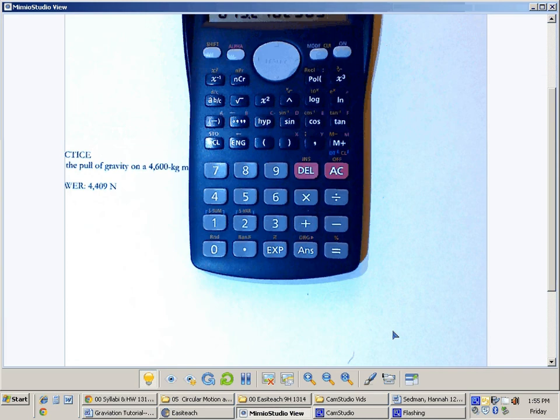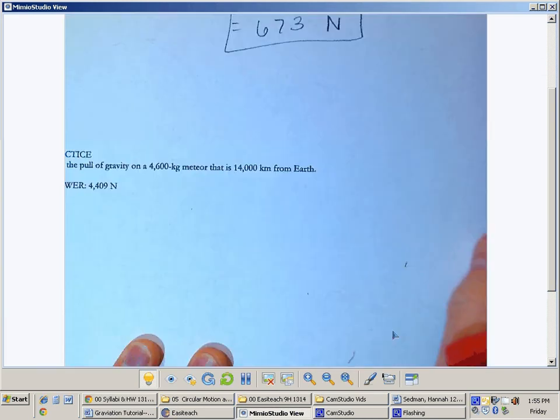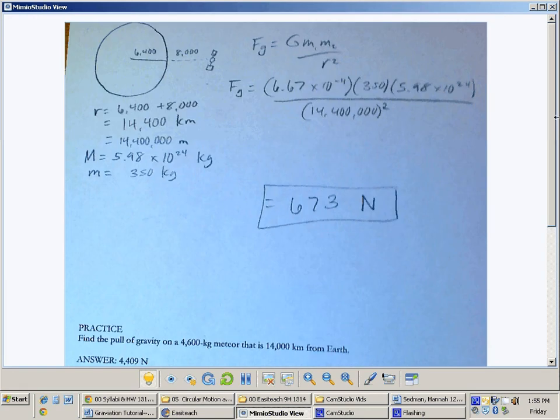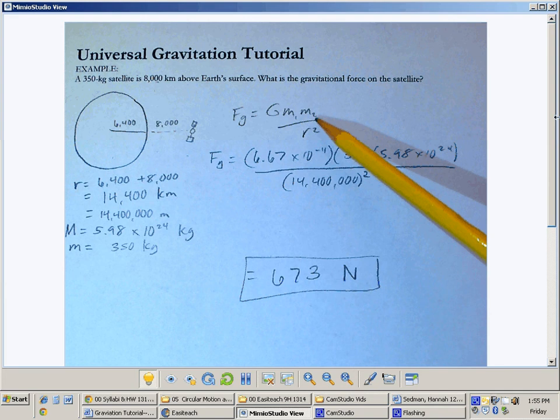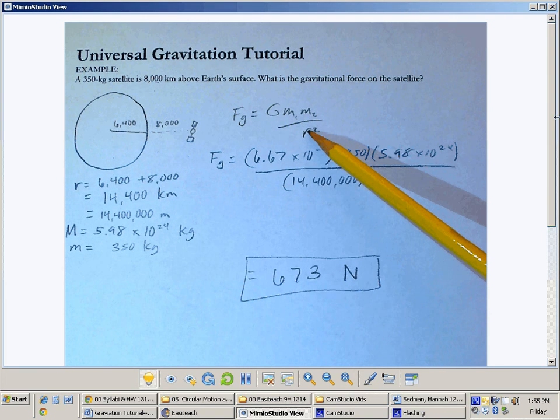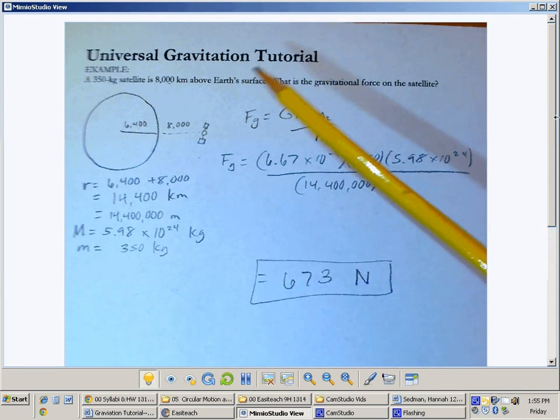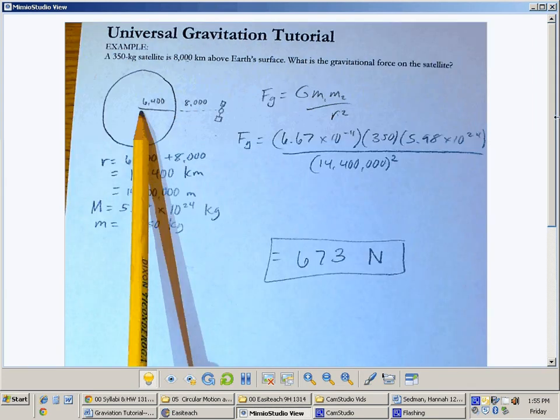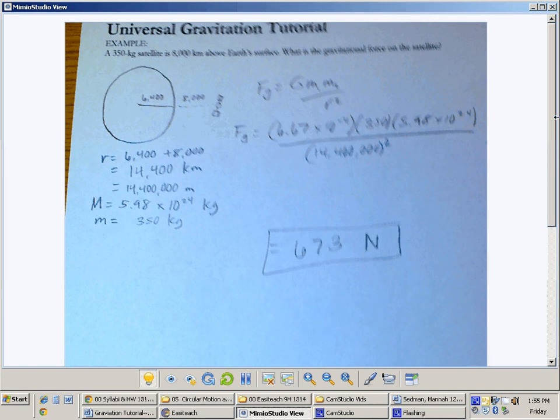So the key to this strategy is knowing to put everything in meters, knowing what these variables really mean in this equation, especially r. What does that really mean? It means the distance from the center of the satellite to the center of the Earth. And being comfortable with exponents and order of operations on your calculator.